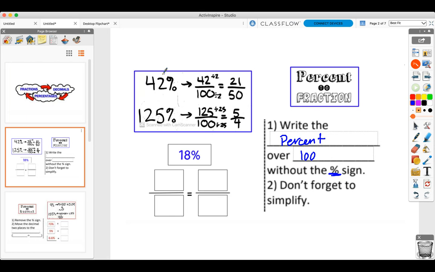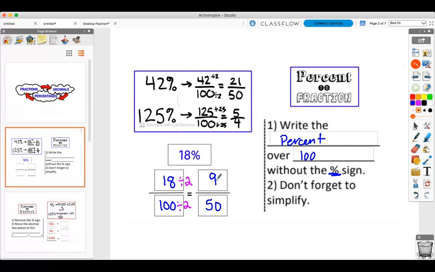You have examples over here that you can refer to, but let's do 18%. So you're going to write the 18 without the percent sign, and then over 100. And now you want to check to see if you can simplify. Can you simplify 18 over 100? Well, they're both even numbers. If you can find the largest number, great. If you're not sure, then pick a number that goes into both. Because they're both even numbers, we know 2 divides into both of them. So 18 divided by 2, 100 divided by 2, and that gives you 9 over 50.